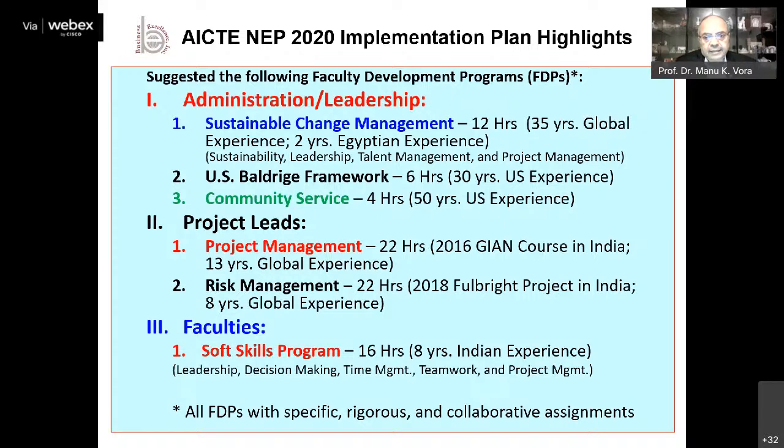Then at the middle level, the project leads, deans, and department heads need to be trained in project management and risk management. And all faculties should be exposed to a soft skills program. Throughout our life as an engineer, technical person, business person, and even as a faculty, we do a variety of projects, and for those projects to be successful requires a foundation in leadership, decision making, time management, teamwork, and ultimately project management, including risk management. And FDPs were designed with specific, rigorous, and collaborative assignments. And I'll share some of the highlights of the work done based on the recommendation given.